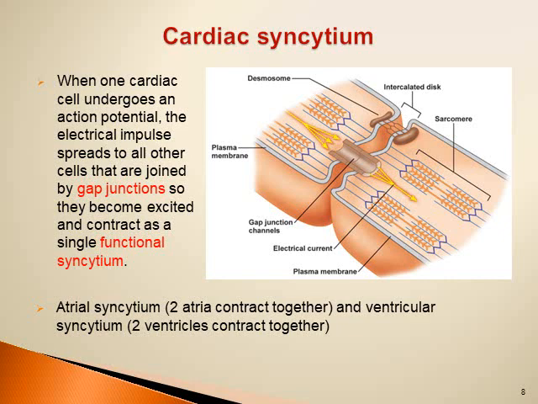The atria and the ventricles are separated by the fibrous skeleton of the heart. So both right and left atria get excited and contract as one unit. The atria are one functional syncytium and the ventricles are another functional syncytium. They are electrically isolated except for the AV bundle, the atrioventricular bundle, that we'll study in the coming slides as part of the conduction system of the heart.